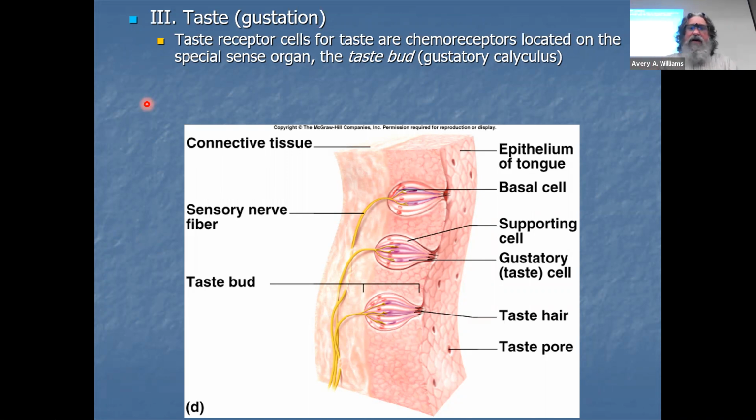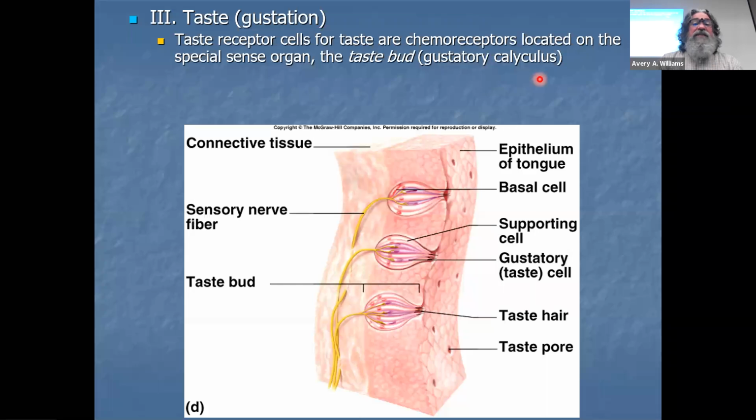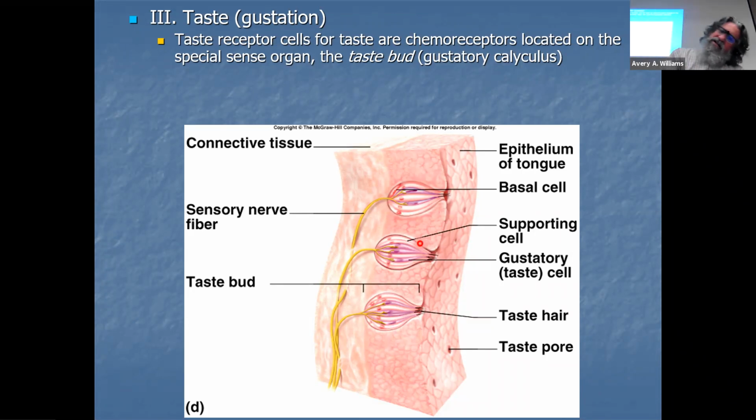the taste buds, or they're also called gustatory calyculi, or singular would be a gustatory calyculus. These three structures you see here, they kind of look like three onions, don't they? Three Vidalia onions or whatever. But those are the gustatory calyculi, or taste buds, embedded in this case on the tongue. But they could be throughout your oral cavity. We're going to talk mostly about the ones on the tongue. Okay.